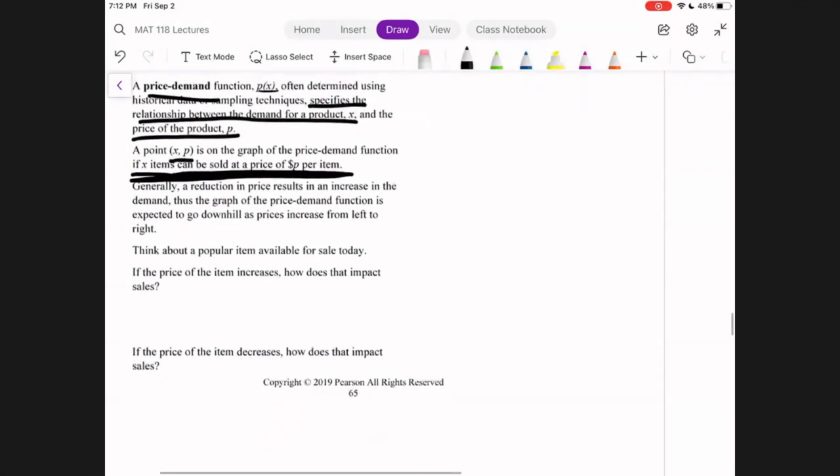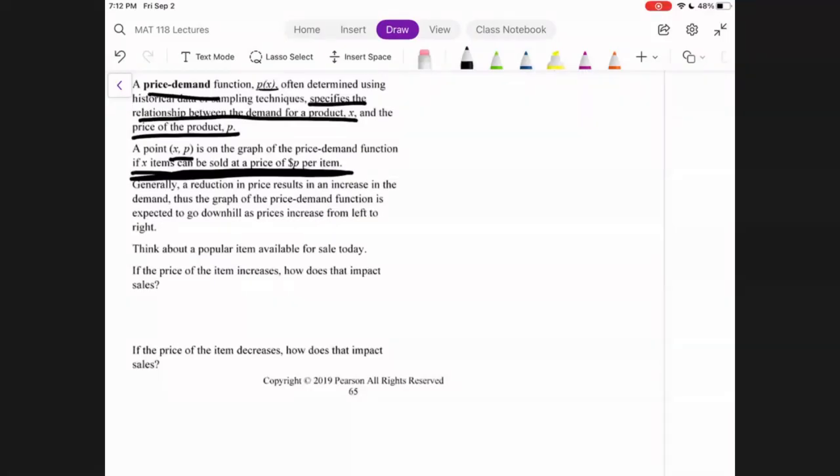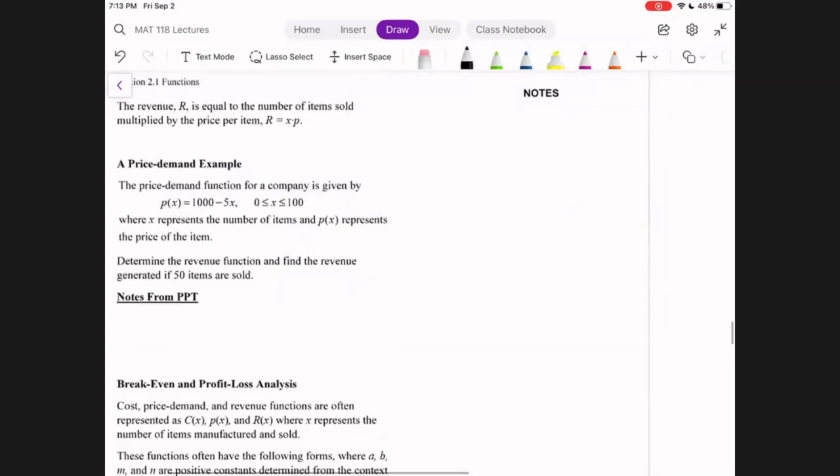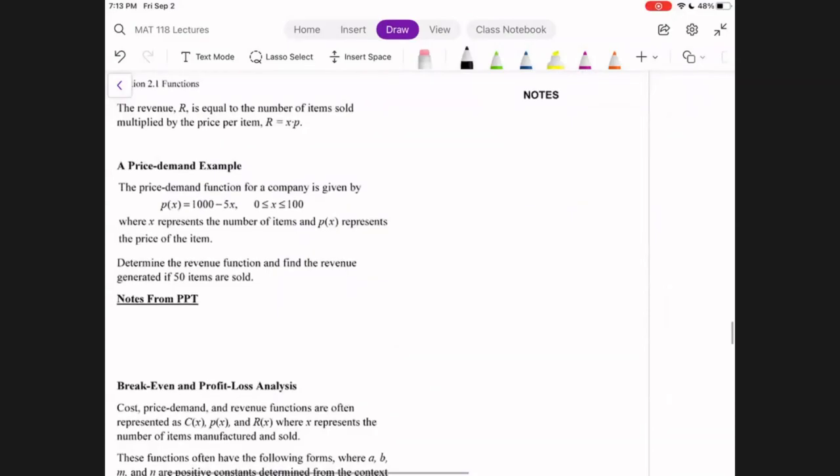Okay. So you think about if the price of an item increases, how does it impact the sales? If the price of the item decreases, how does it impact the sales? So think about these two things. So we want to think, the revenue is what? The revenue, R, is equal to the number of items sold multiplied by the price per item. So it's X times P. Remember, P is this equation here, your P of X.